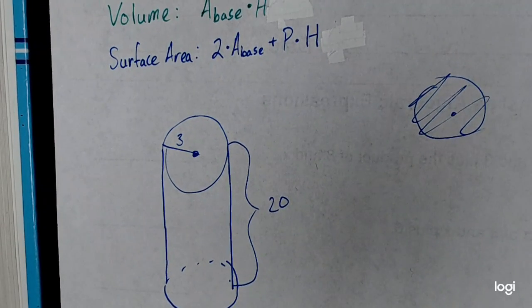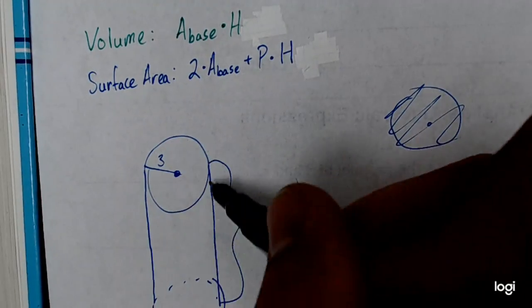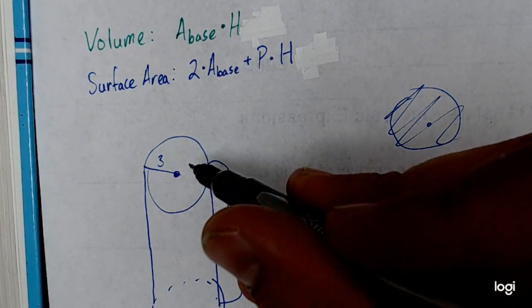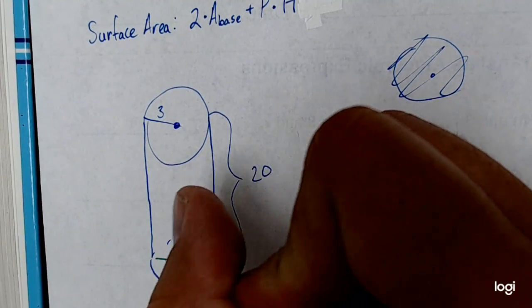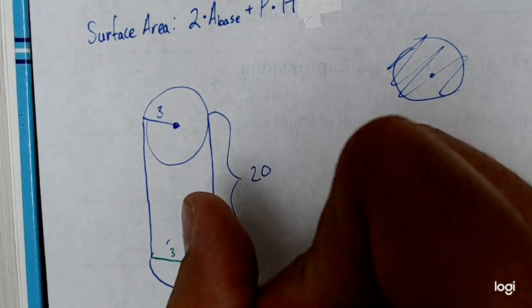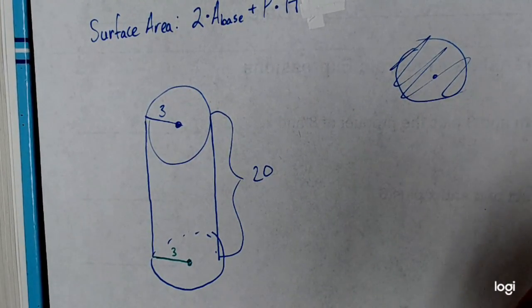Okay, so starting with volume, you do area of the base times the height. The base is a circle. If the top has a radius of 3, even though they don't give me the bottom, I know the bottom also has a radius of 3 because it's a right cylinder. Okay? If it were a cone, it might be different, but it's not.